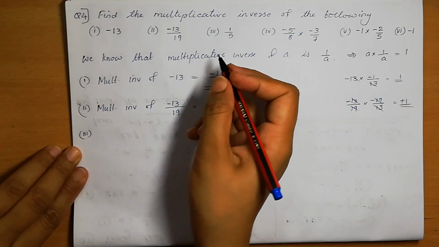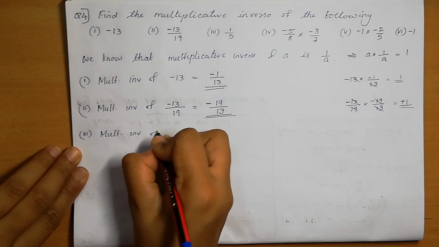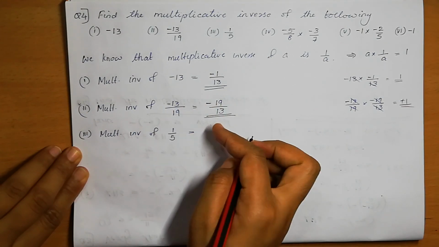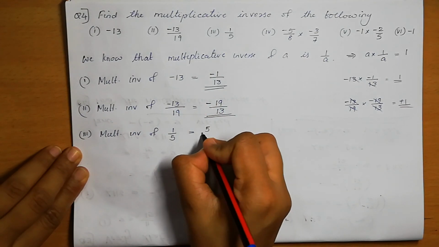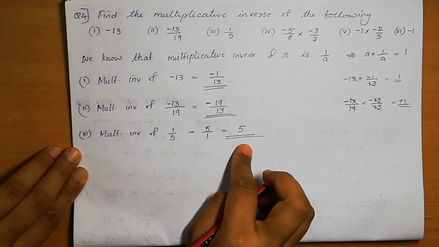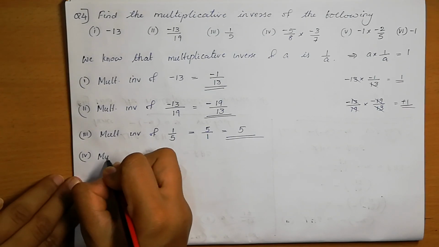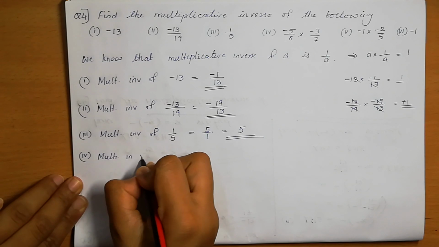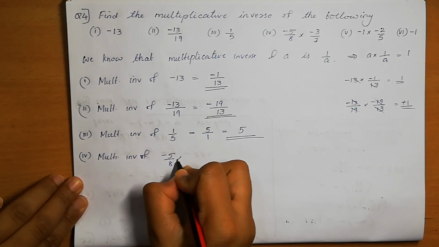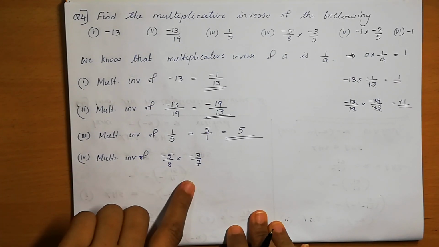Third one, multiplicative inverse of 1 by 5. Multiplicative inverse of 1 by 5 means reciprocal, 5 by 1. 5 by 1 means what? 5. So the multiplicative inverse of 1 by 5 is 5. Fourth one, multiplicative inverse of minus 5 by 8 into minus 3 by 7.